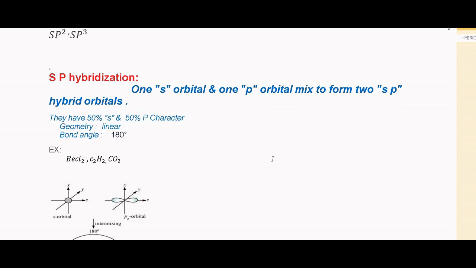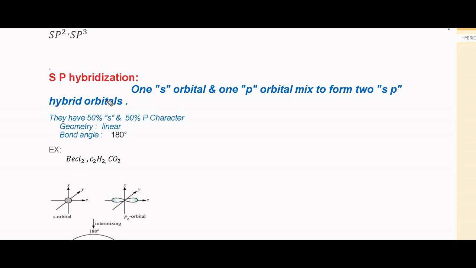sp hybridization means one s orbital and one p orbital intermix to form two sp hybrid orbitals. We call it sp hybridization. In sp hybridization, s character is 50 percent and p character is 50 percent.